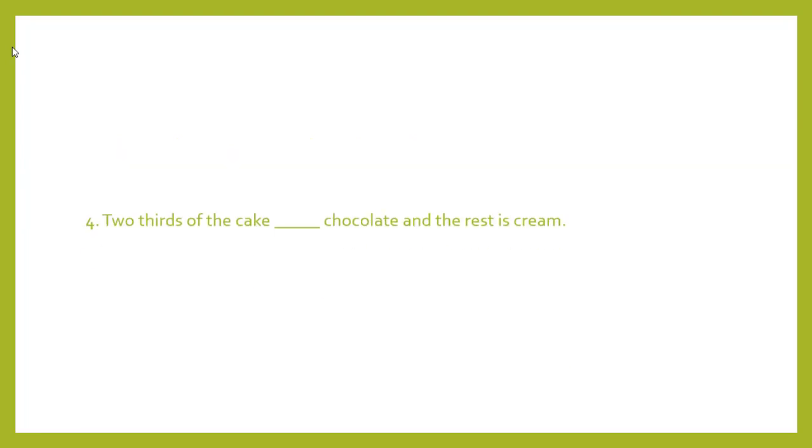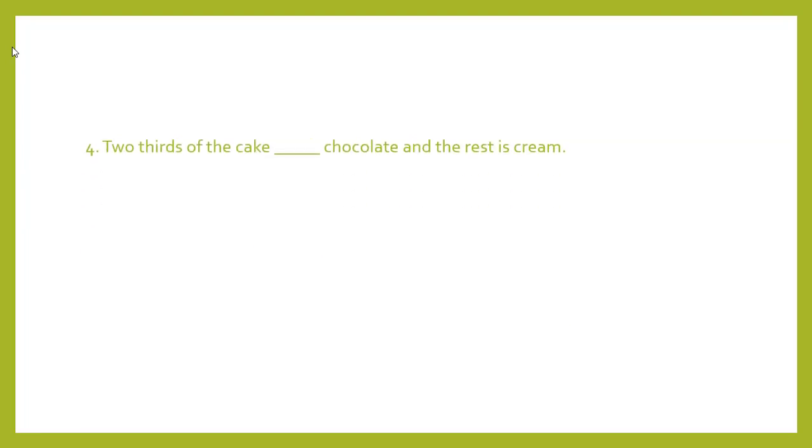Now we go to sentence number 4. 2/3 of the cake dash chocolate and the rest is cream. What should be its solution? Yes, try your own. Now see its solution. 2/3 of the cake is chocolate and the rest is cream. Can you derive the rule for sentence number 4?